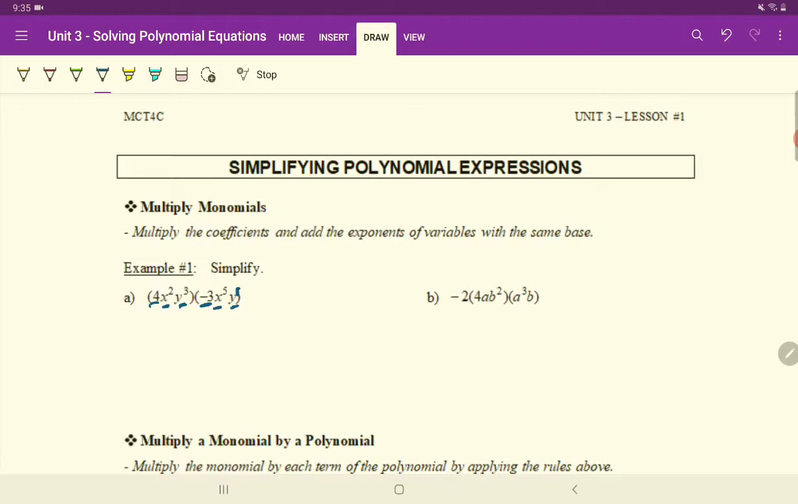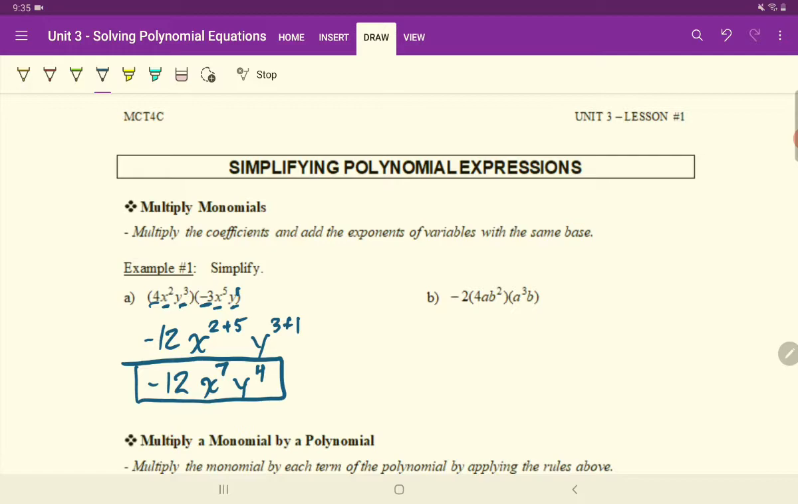So this ends up equaling negative 12 x to the power of 2 plus 5, y to the power of 3 plus 1, which becomes negative 12 x to the 7 y to the 4. Okay, there's our simplified version of that by multiplying it out. Same thing here, all multiplication straight across. So my game plan here is I'm going to multiply negative 2 times 4.